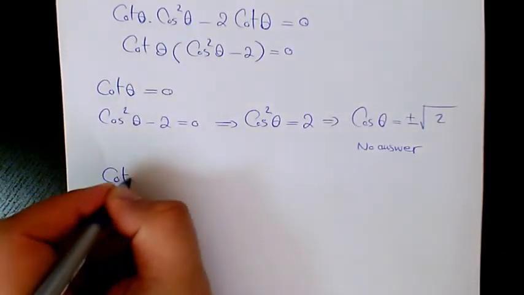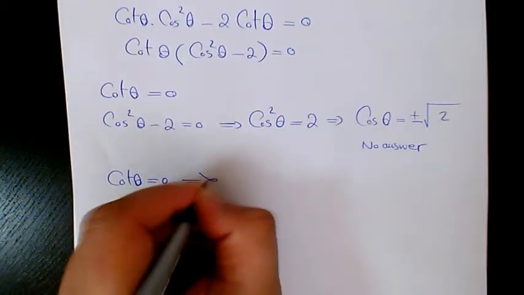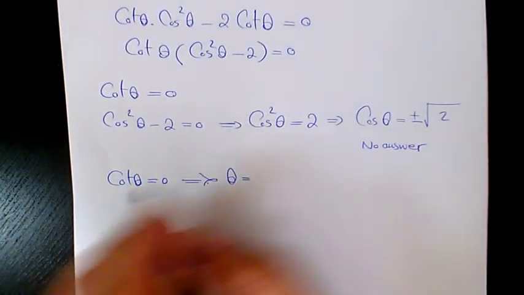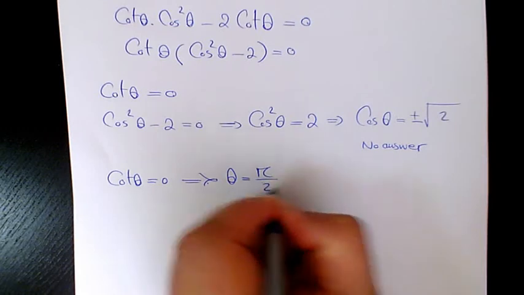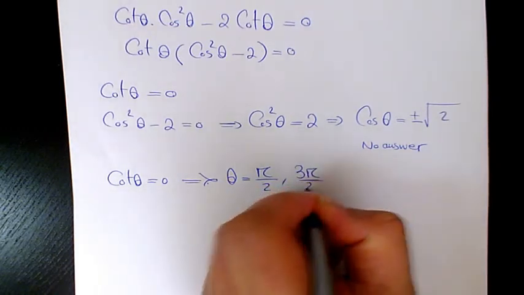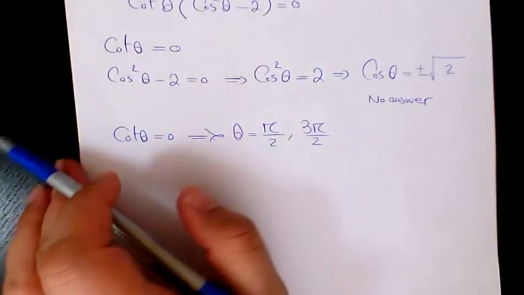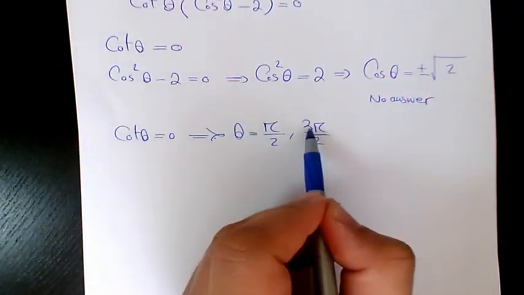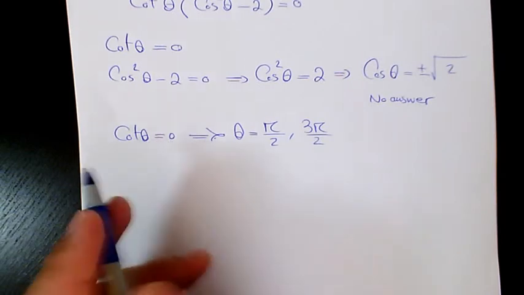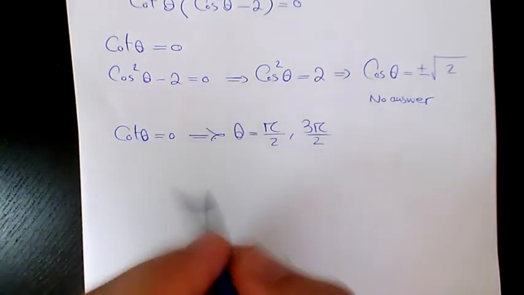However, here we have cotan theta is 0, which means that the answer can be pi over 2 and 3 pi over 2. That's for 0 to 2 pi. Pi over 2, 3 pi over 2, cotan is going to be 0 because cosine is 0 in these two.